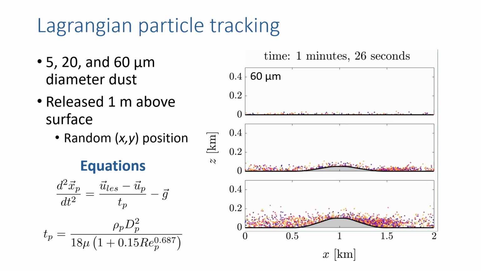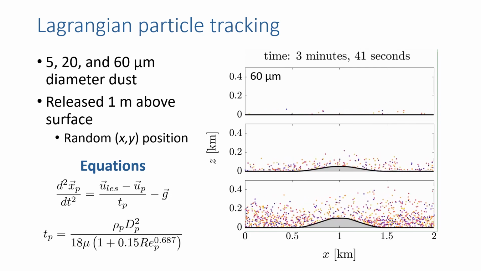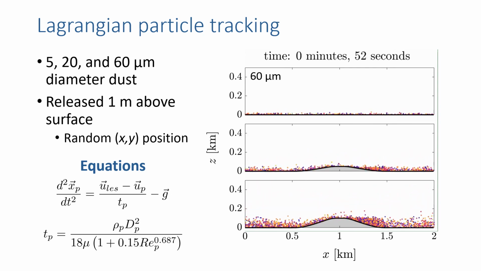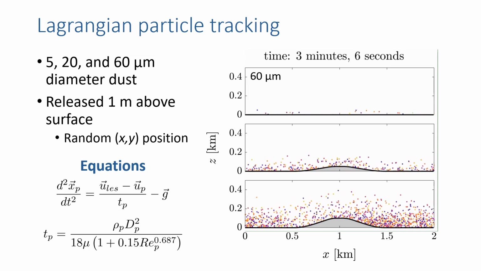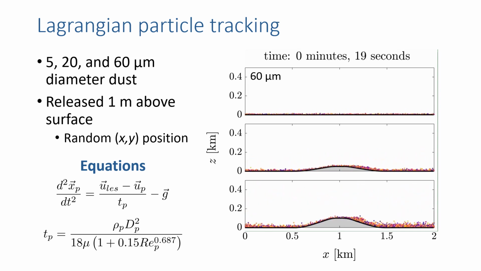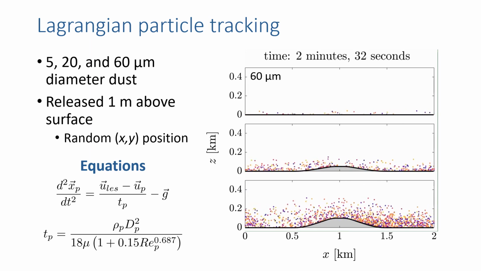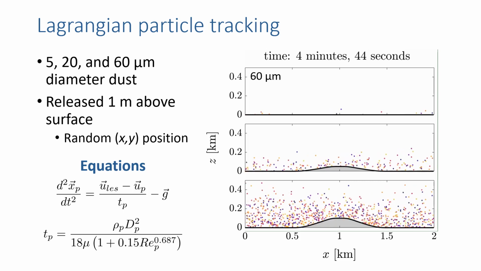In these animations, you can already see the large effect that topography has, at least on the 60 micrometer dust particles. And you can also see the periodicity of the domain, where the particles exiting at 2 kilometers are re-entering at 0.